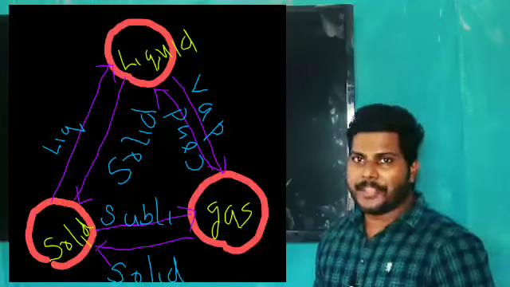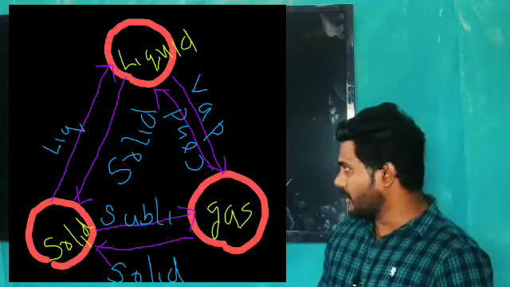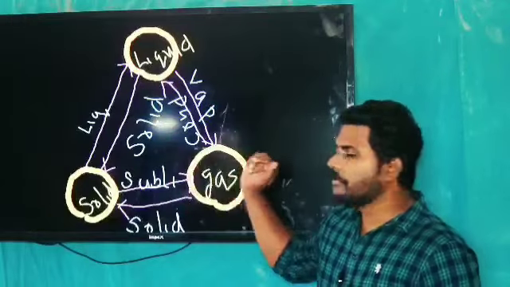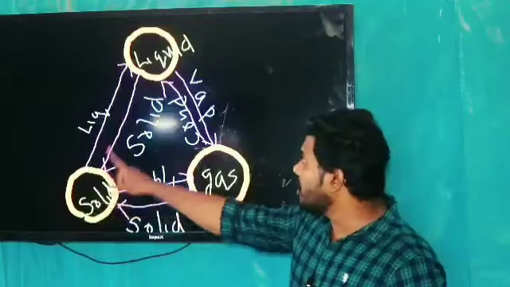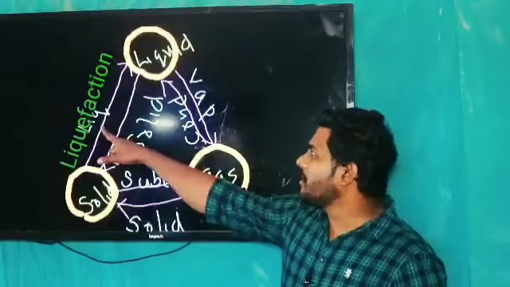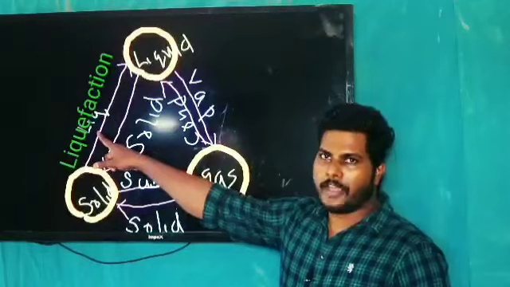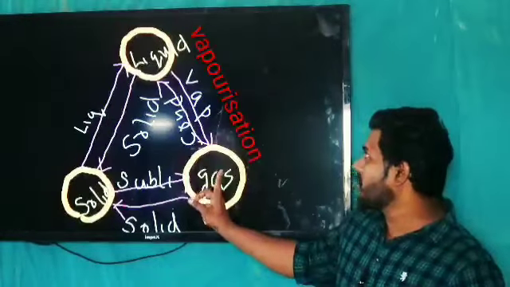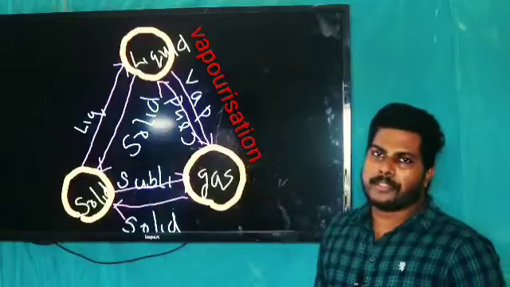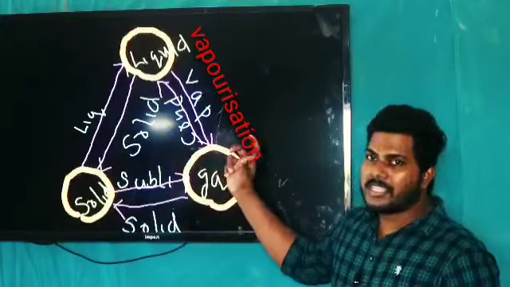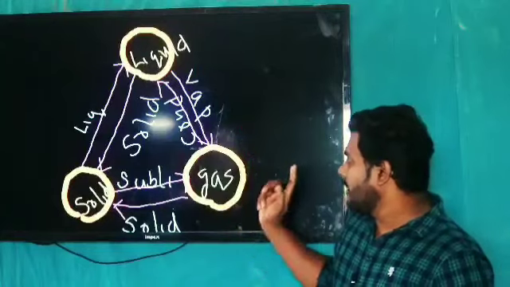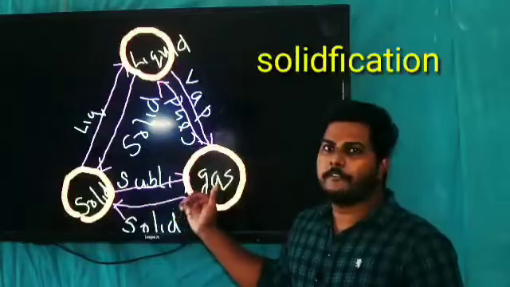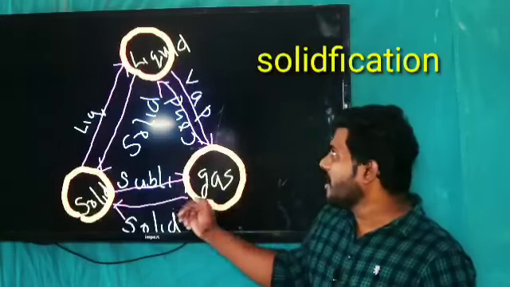Now I want to explain the state changes. Here solid changes to liquid and liquid changes to gaseous state. Solid changes to liquid, that is known as liquefaction, or melting. Here liquid changes to gaseous state, that is vaporization. The process is boiling.